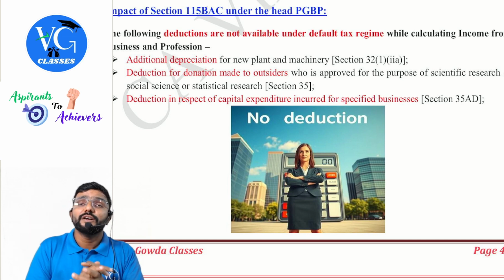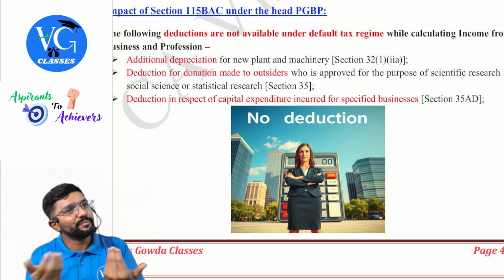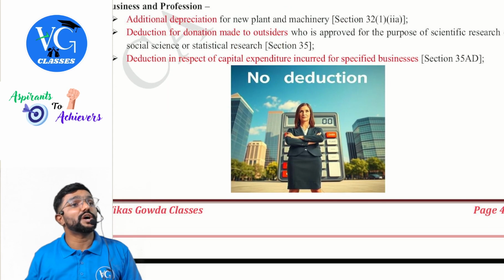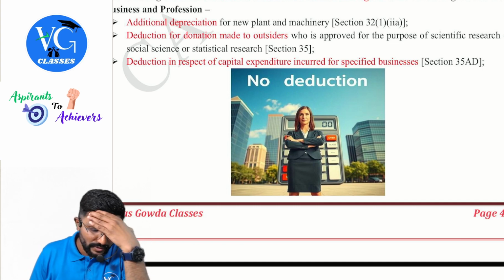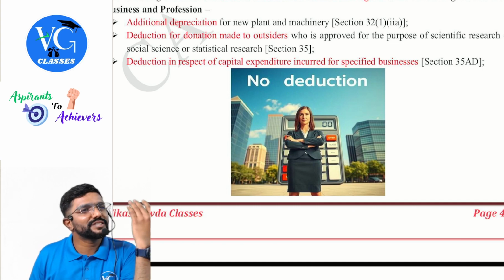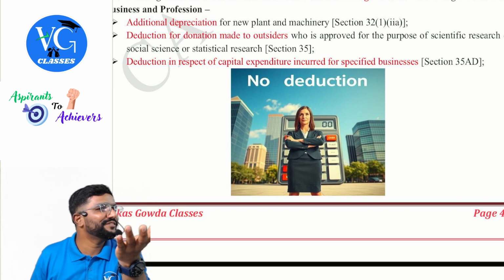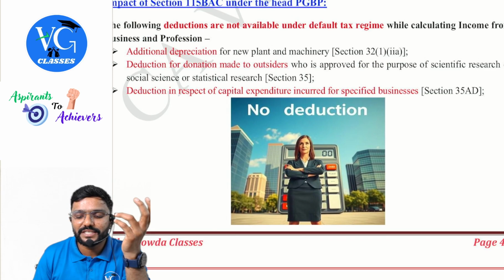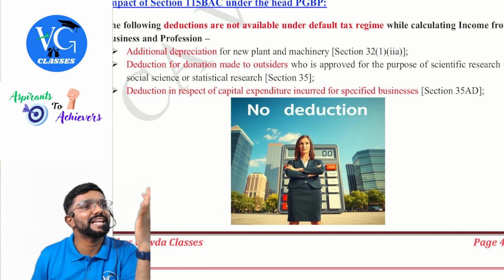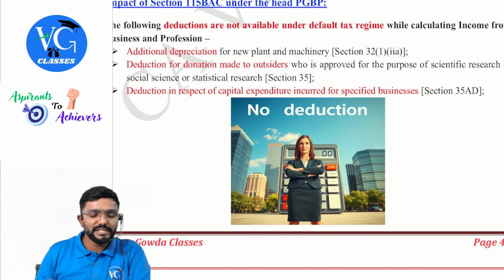Yes. When they have business to compute income under PGBP, what is not allowed we are seeing now. Clear? If the question is asked on a company, don't worry about the default scheme, because this default scheme covered under section 115BAC is only for slab rate assessees. Okay, what is not allowed?